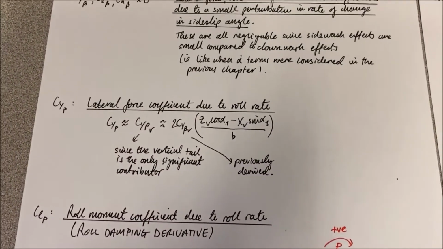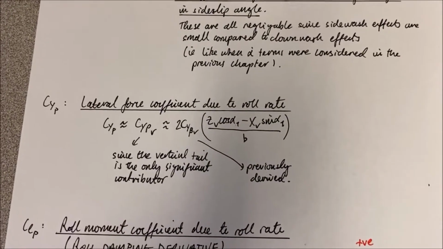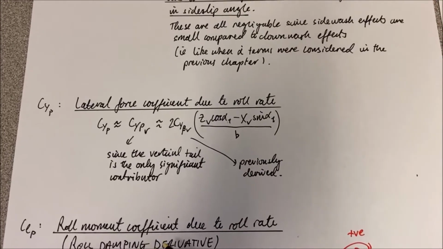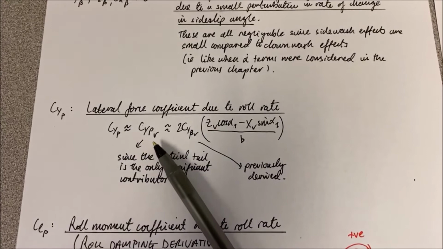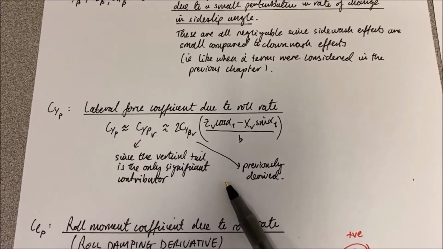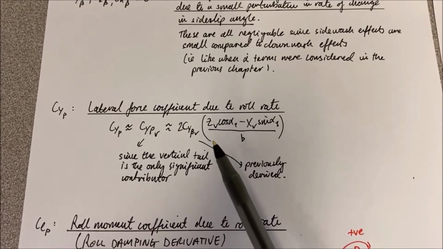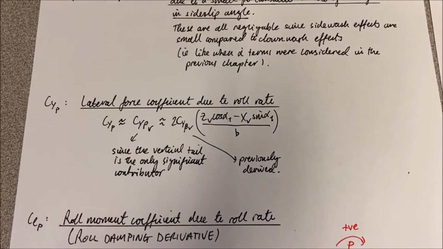So then let's move on to look at the lateral force coefficient due to roll rate. Reasonably intuitive that the main contributor to this coefficient is the vertical tail, so that's the only one that we can consider, and therefore we can consider the moment as again a force that's been previously derived multiplied by the associated moment arm.